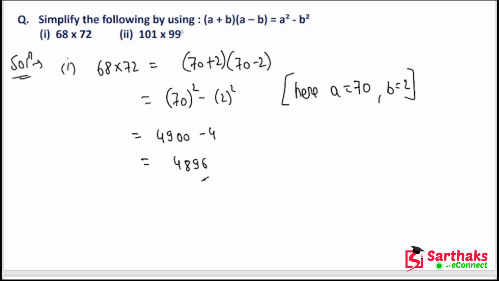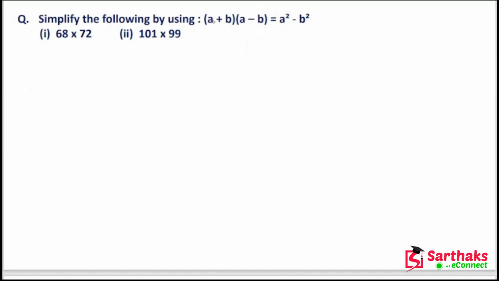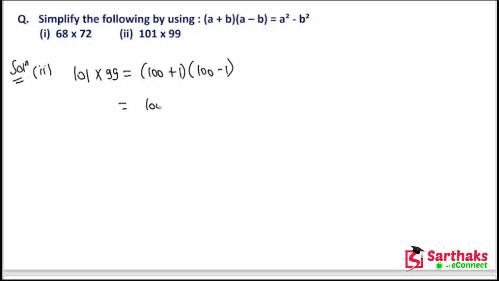Let us move on to the second part and see how we can solve it using this identity. Again, we have to write it like that only. Now 101 into 99 would be 100 plus 1 into 100 minus 1. So it can be written as a plus b into a minus b. Okay, so it will be a square minus b square. We have used the identity. Identify a and b over here. So a is equal to 100 and b is equal to 1.